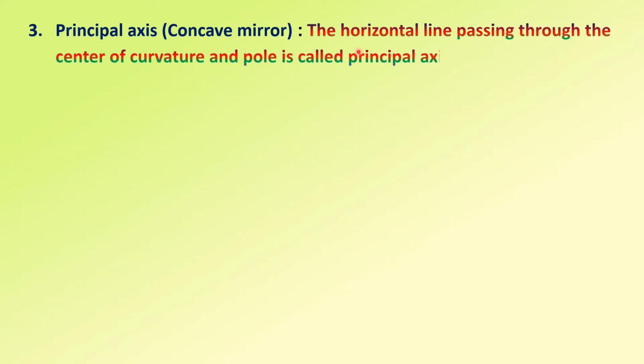So the horizontal line passing through the center of curvature and pole is called the principal axis. An imaginary line drawn through P and C. P is nothing but the pole of the mirror and C is the center of curvature. The line passing through P and C is called the principal axis.